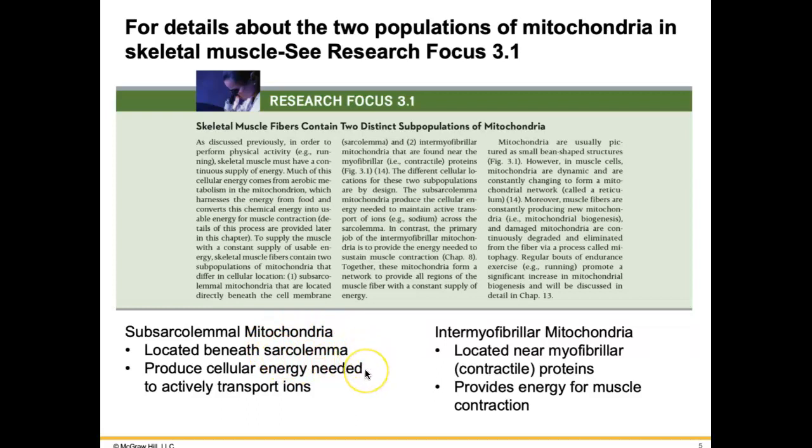And their job is to produce cellular energy that we need to actively transport ions. And then we have our intermyofibril mitochondria. When we say myofibril, we're really referencing the contractile proteins. So these mitochondria are found near those proteins that we saw filling up that sarcoplasm. And their job is to provide energy for muscle contraction. So when we engage in endurance exercise, we are going to promote a significant increase in mitochondrial biogenesis. And these new mitochondria are constantly going to be produced, especially when we are putting on that stress of endurance exercise.